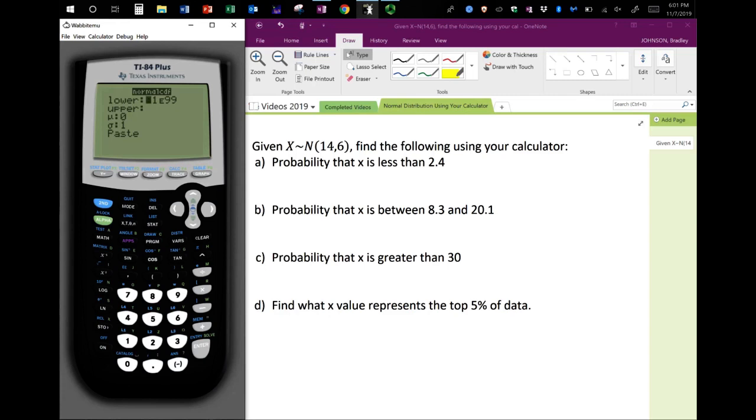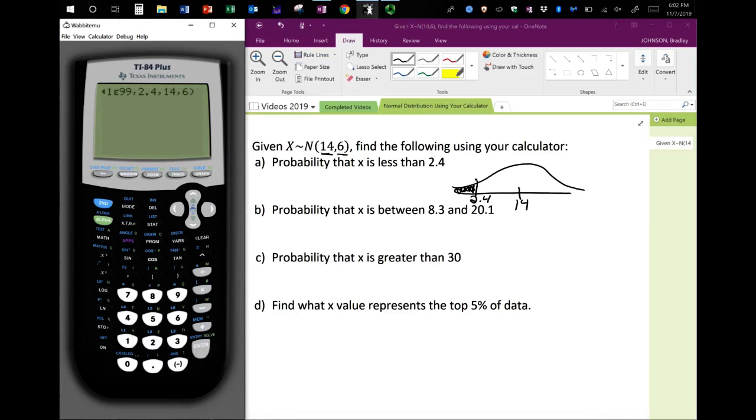Okay, if we do a quick little sketch of A, this will help us visualize what's happening here. 14 is our mean, so we'd mark that, and 2.4 would be somewhere over here, and we're looking at the probability less than. As you can see, when you go less than, you're going all the way to the left. So that lower bound would be -1 E99. The upper bound is where you can go to the max. How far up can you go? And you can see you get stopped at 2.4. All right, then you have to tell it what the mu and the sigma were. 14 and 6 are given to you. It goes always in that order, 14, 6.